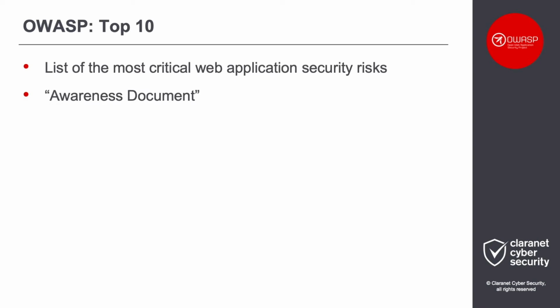OWASP are probably best known for their list of OWASP Top 10 security vulnerabilities, which are published in what OWASP likes to call an awareness document. The OWASP Top 10 list is designed to reflect a broad consensus of the most critical security risks to web applications. The list is periodically reviewed and updated every 3 to 4 years. And as the security threat landscape changes, vulnerabilities will naturally fall out as well as be promoted into the top 10 list, highlighting the ongoing changes and challenges that security presents.